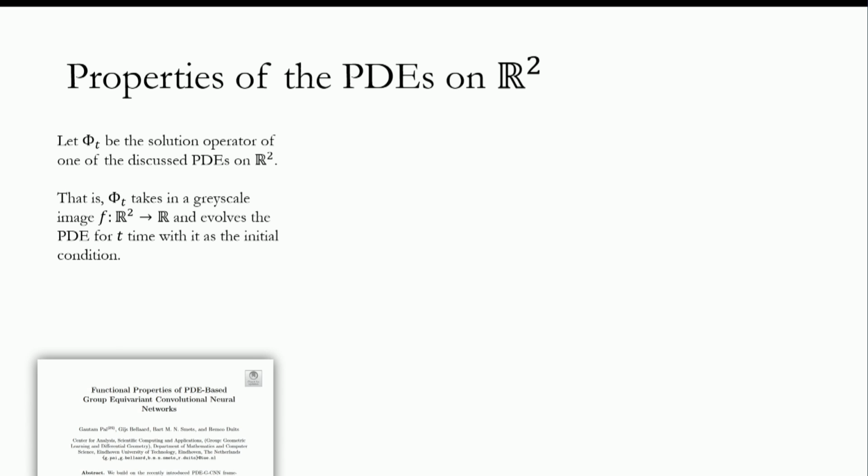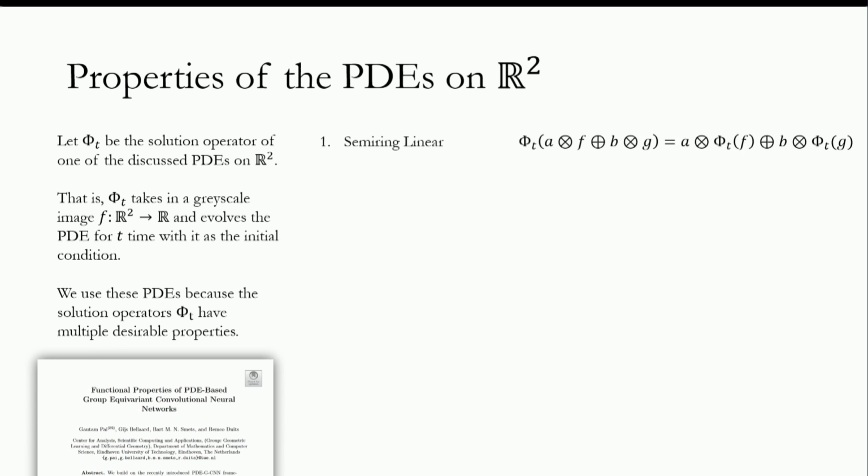This is from our actual submission to the conference. Okay, so let phi t denote the solution operator of one of the discussed PDEs on R2. Okay, so what does that mean? It takes in a grayscale image and it follows the initial condition for t time with the PDE. Okay, now we use these PDEs because the solution operators have nice properties, and they're the following. So these operators are semiring linear. So you're familiar with this in the diffusion case. The diffusion PDE is a linear PDE.